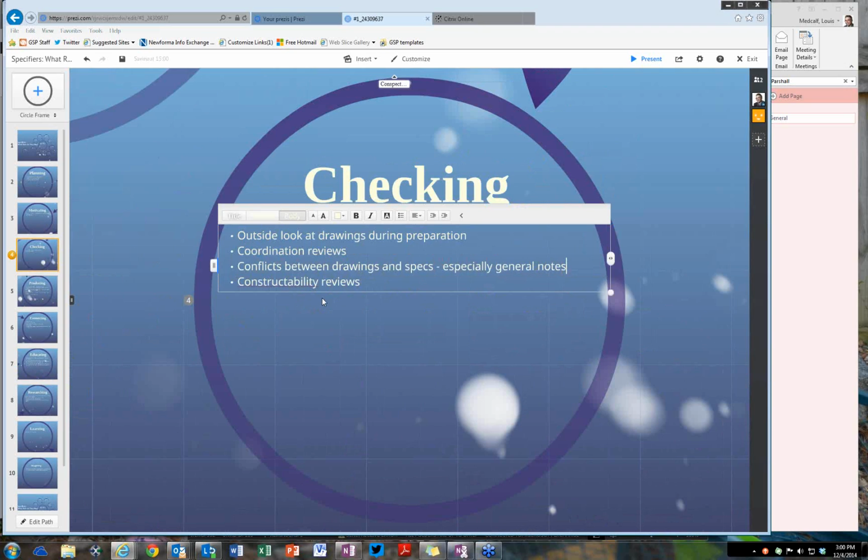Really? You issue drawings without specs? A blow to the heart. How do you effectively handle the general notes which need to be addressed?